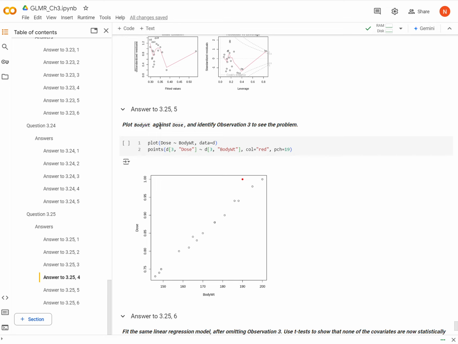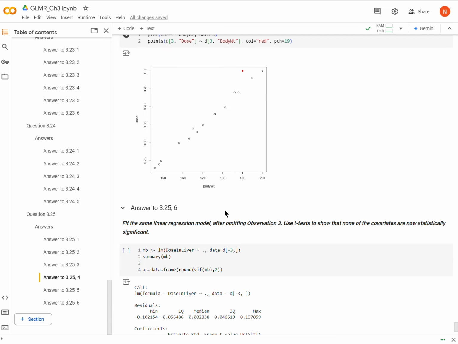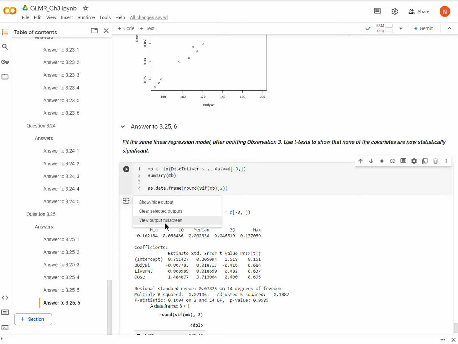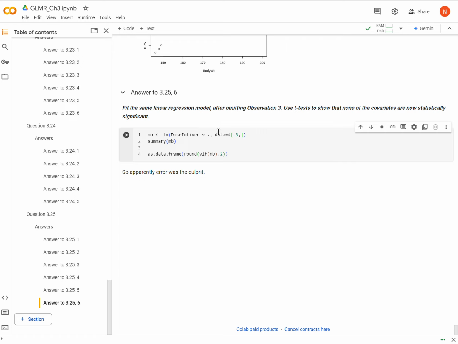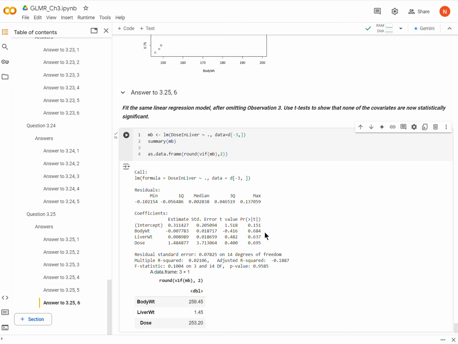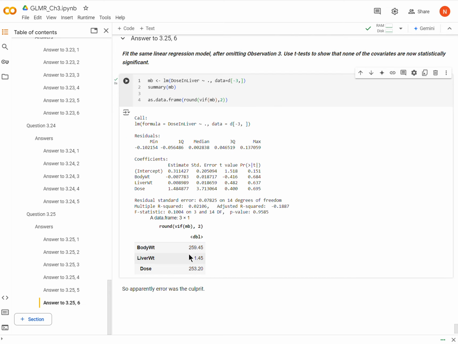Now, in part 5, we're supposed to plot dose and body weight. I've already done this, and so here's observation 3, and now we're supposed to fit a linear regression model without observation 3 to see what happens. Now when we do this, we see that these coefficients are no longer significant, and that the variance inflation factors are way, way up. They were high before, now they're really high. And so apparently a dosing error or a data recording error was the problem here. So, okay, we'll call that good.